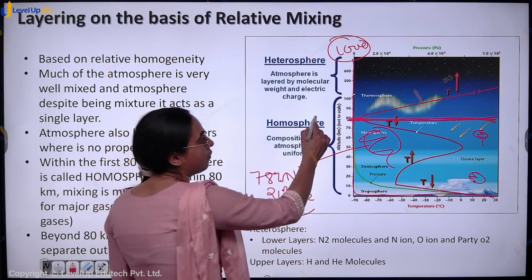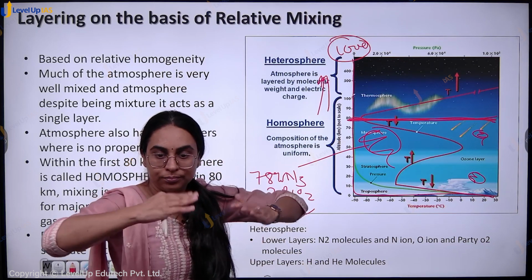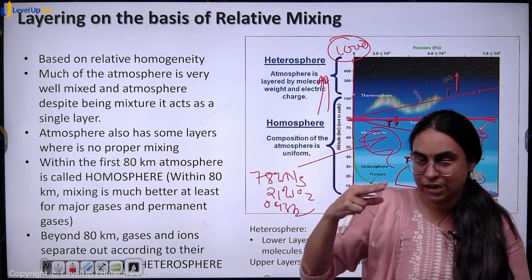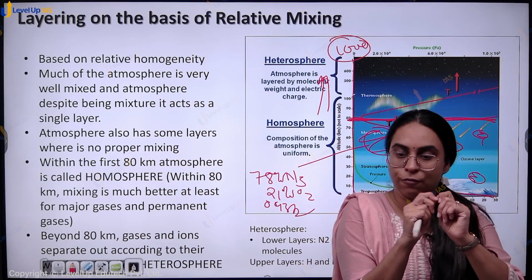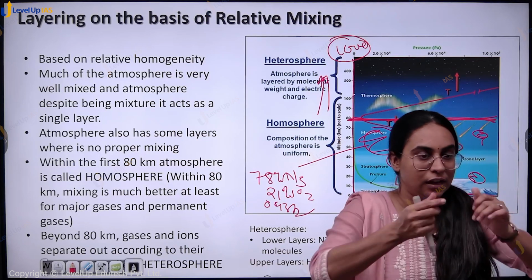But as you move above 80 kilometers, the gases start separating. They become layers. The solar winds interact. They are now changing their form. They are not one single gas. They are breaking.